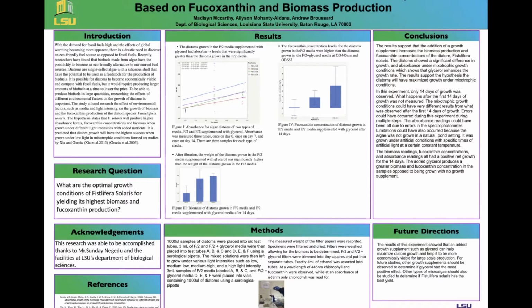Therefore, within our study, we attempted to reduce the cost by figuring out how to yield the greatest amount of biomass and fucoxanthin concentration. It is believed that F. ciliaris will produce its highest amount of biomass and fucoxanthin concentration when supplemented and under low light intensities, based on former studies shown within Ixia and Garcia's studies.